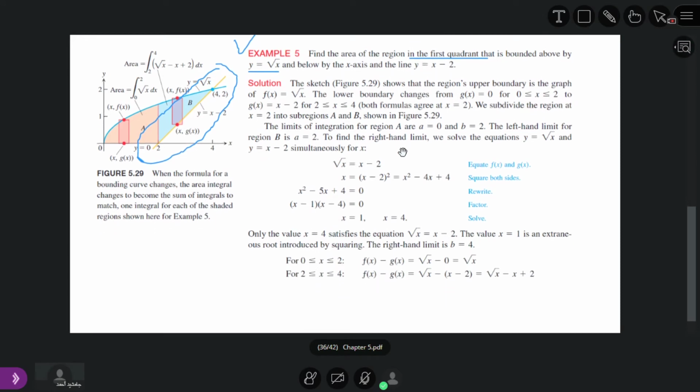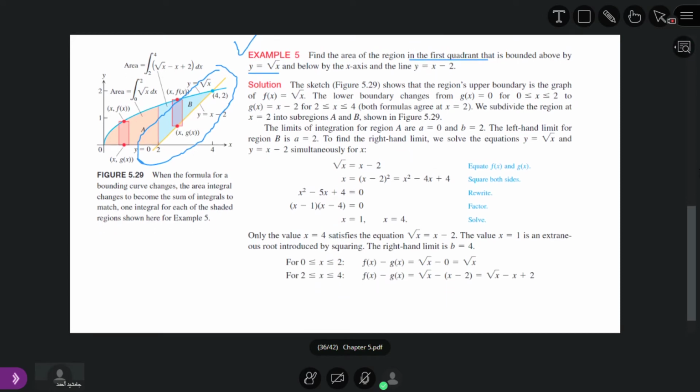So for this case, now we first of all equate the two functions. One is y is equal to x minus 2. Second is y is equal to square root x. So we equate these two. So here you can see square root x is equal to x minus 2.